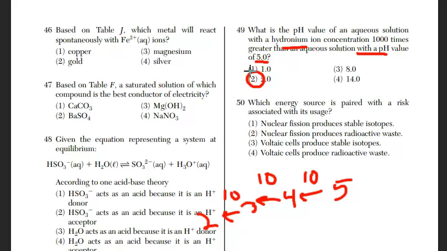For question 50, which energy source is paired with a risk associated with its usage? Well, we're back to a fact here for question 50 to end part B-1. Choice 1, nuclear fission produces stable isotopes. That is not the case. Nuclear fission produces radioactive waste. That is a risk. And there is our answer. Voltaic cells produce stable isotopes. That's not the case. When you're talking isotopes, you're talking nuclear chemistry, not reduction oxidation, and voltaic cells do not produce radioactive waste. So the only answer can be here for question 50 is choice 2.